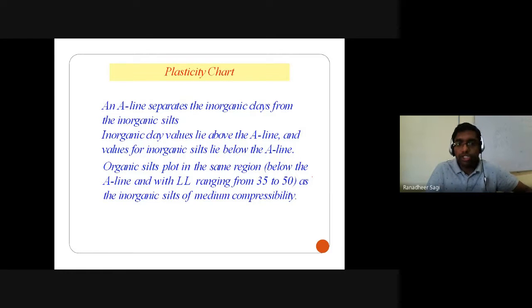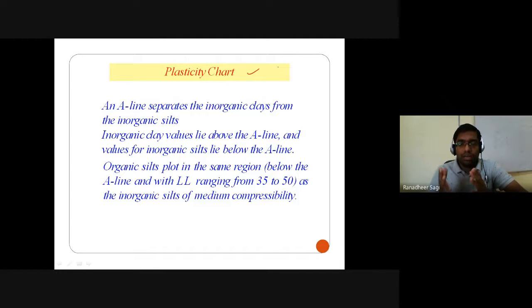And next to move on, we'll be talking about what is called the plasticity chart. So after understanding how to determine the consistency limit values for a given soil, we are going to look at the plasticity chart, which was developed by Casagrande, what we call Casagrande's plasticity chart. Based on this chart, we are going to classify that fine grained soil as a silty soil or a clayey soil or an organic soil.